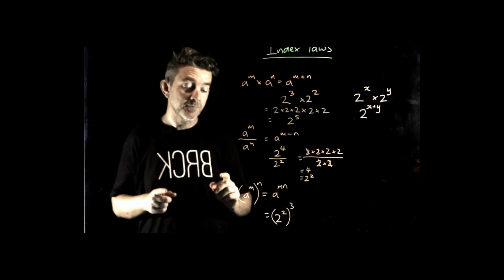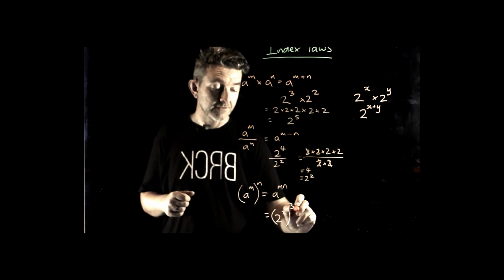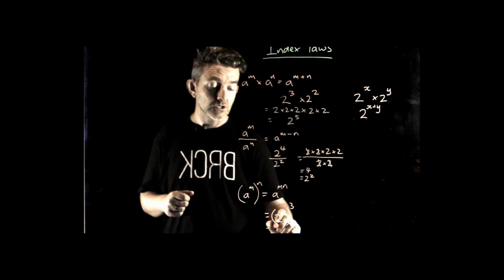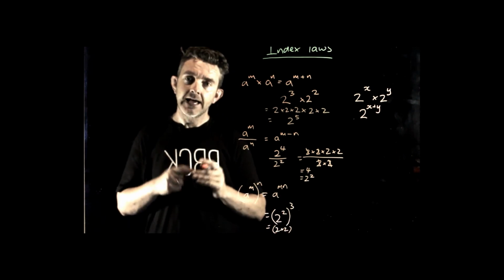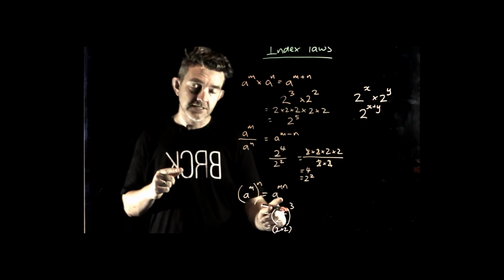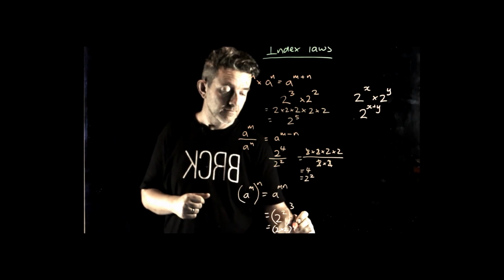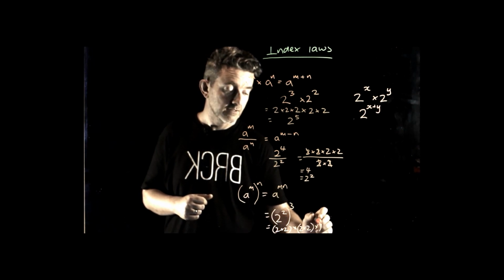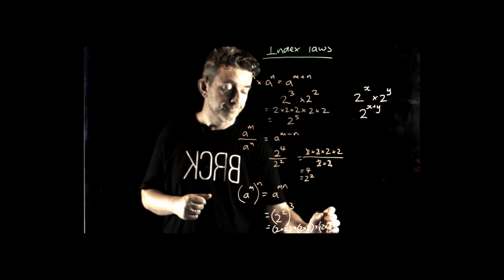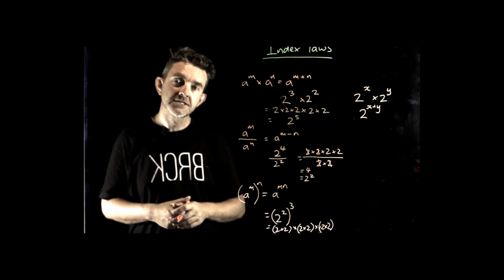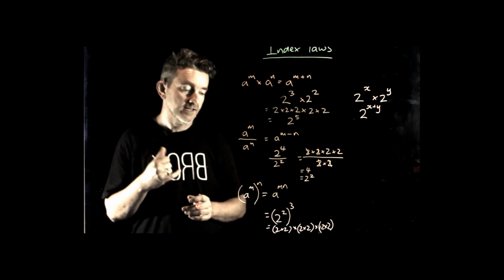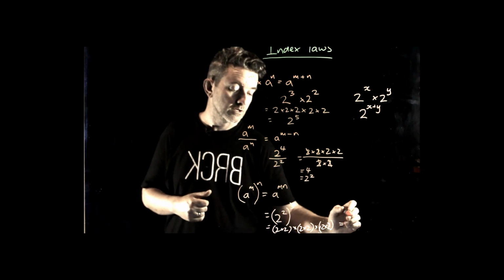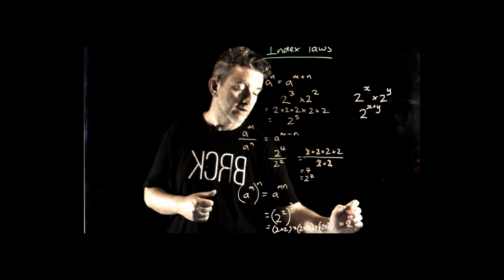Now if I wanted to write this in expanded form, that would be the same as 2 times 2, that's what 2 squared is, isn't it? And how many times is that being multiplied by itself? 3 times. Times 2 times 2, times, oopsies, 2 times 2. How many 2's do I have being multiplied together? 6, okay? So that is equal to 2 to the power of 6.